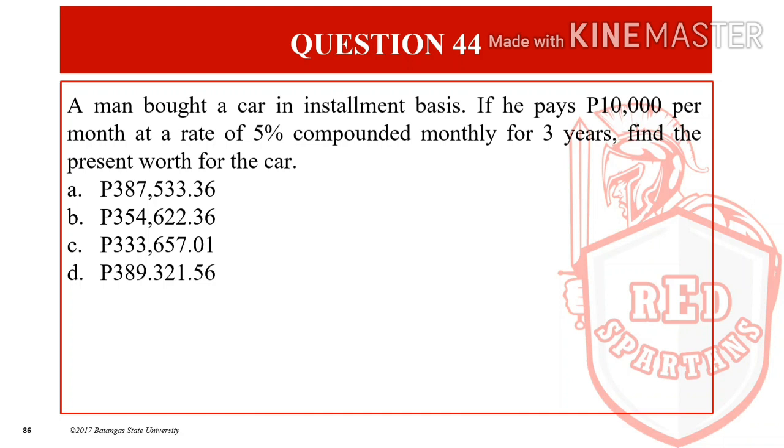For question number 44, a man bought a car on installment basis. If he pays 10,000 per month at a rate of 5% compounded monthly for 3 years, then find the present worth of the car. So, how much is the actual cash price of the car? A, 387,533.36, B, 354,622.36, C, 333,657.01, and D, 389,321.56.